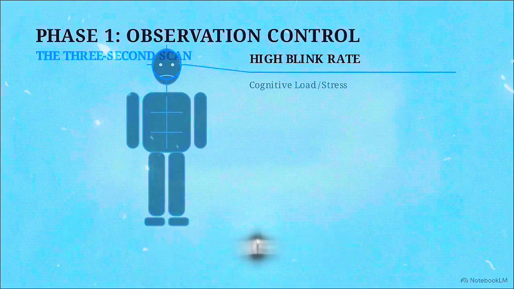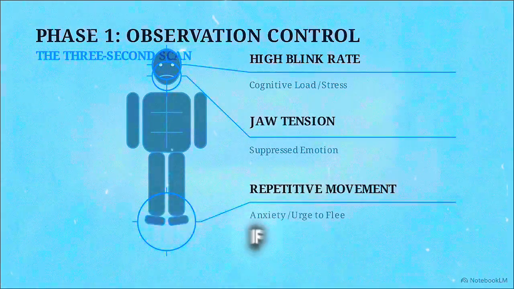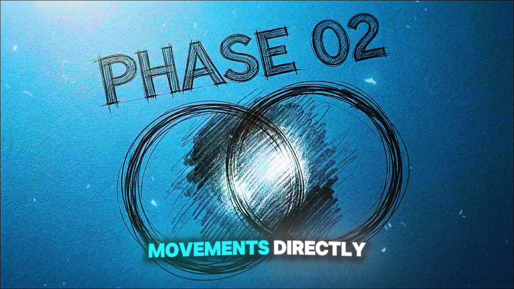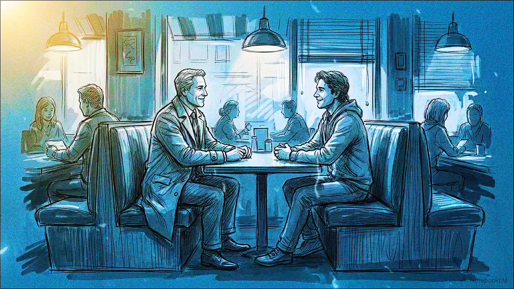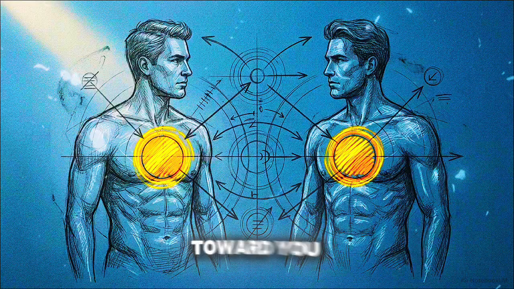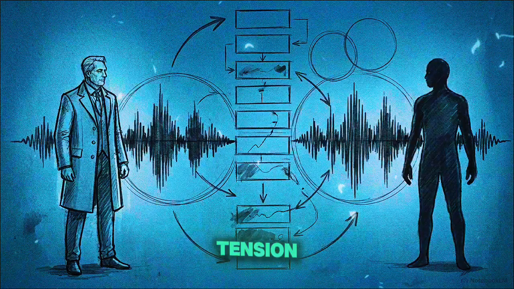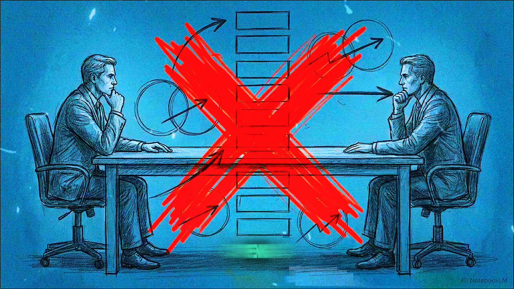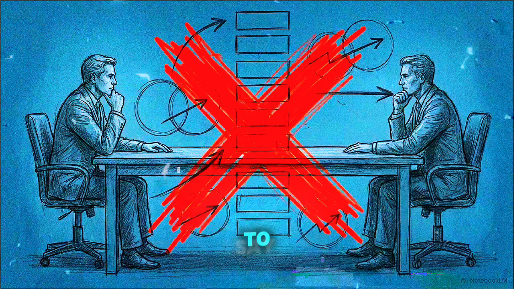You achieve this through subtle synchronization. Align your breathing rhythm with theirs and match the general volume and speed of their speech. If you mimic their physical movements directly, you risk appearing unnatural, which triggers immediate suspicion. You can confirm that rapport has been established when their physiology changes. Look for their shoulders to loosen and for their body to pivot toward you. By identifying these hidden tells and neutralizing their internal tension, you create a psychological opening, making the other person significantly more receptive to what you have to say.